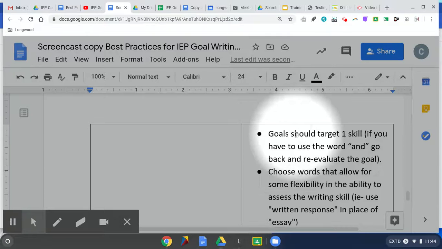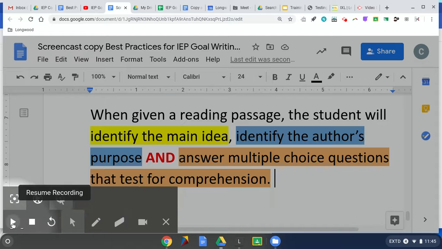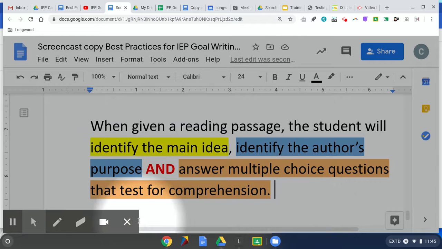Also remember that goals should target one skill. If you have to use the word "and" within your goal, go back and reevaluate. So now, here is an example of a goal that, at face value, seems like a single goal, but when we look at it, we'll notice that it's actually three different ones.